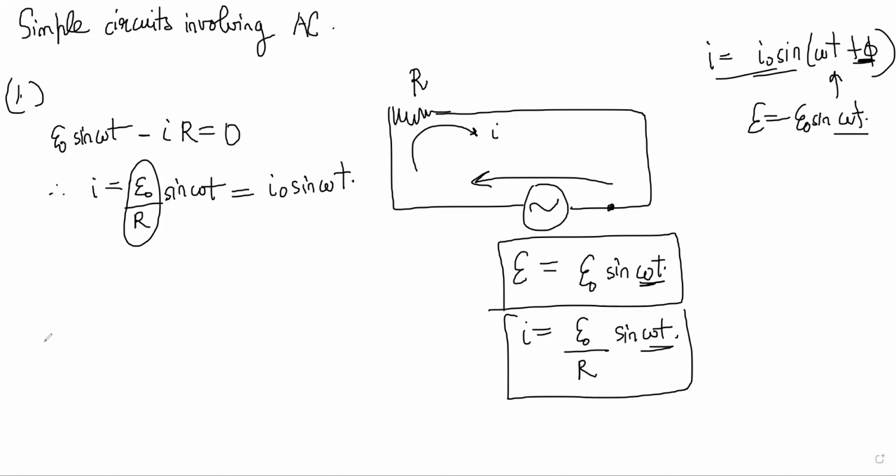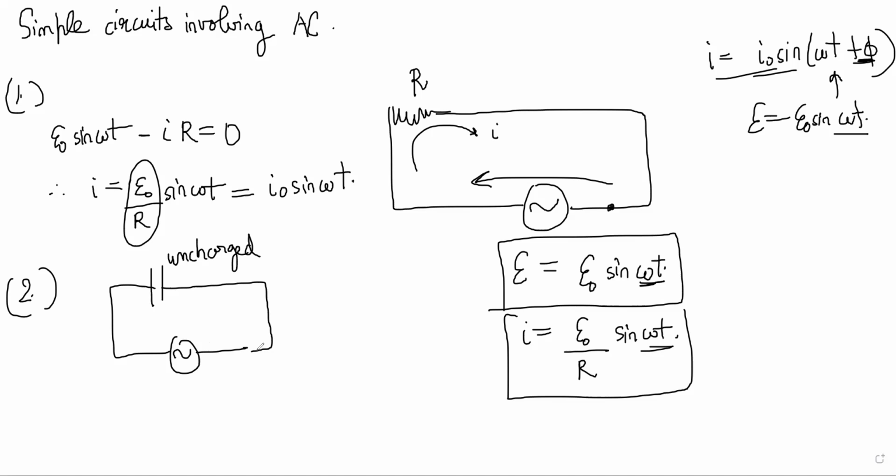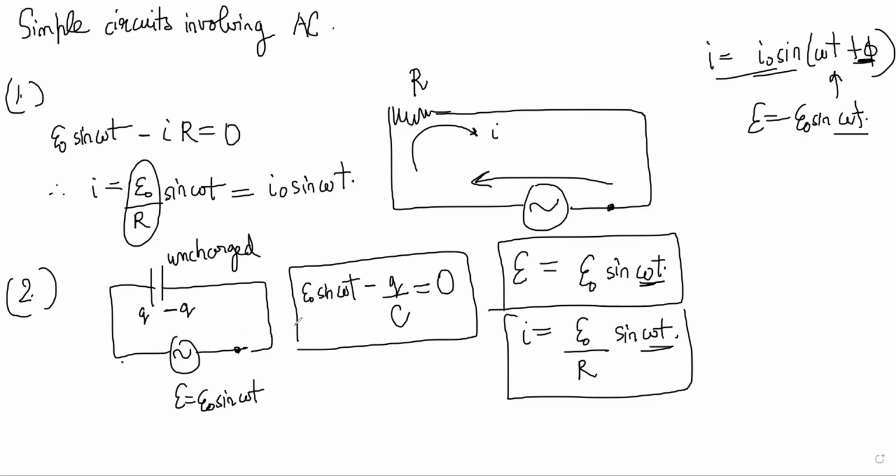It is very straightforward. The second case is, if you take an EMF which is varying, and put a capacitor, an uncharged capacitor, in the circuit. So EMF is E naught sine omega t, and at time t, charge Q has collected on one plate and minus Q on the other. Going around the loop, we write Kirchhoff's law as E naught sine omega t minus Q by C is equal to zero. Potential difference increases and then drops by Q by C, so you get E naught sine omega t is equal to Q by C.